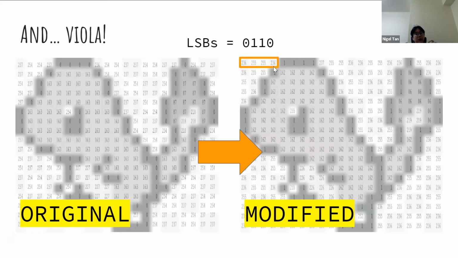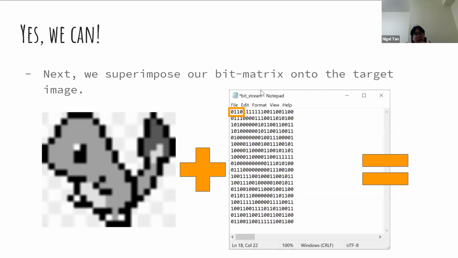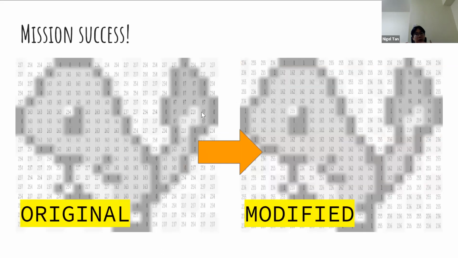An even number will always have an LSB of 0, and an odd number will always have an LSB of 1, because computer science. So if we take a look at the original bit string, it does start with 0, 1, 1, 0. So that is correct. We want to embed our file into this base image, and this is the resulting modified image.